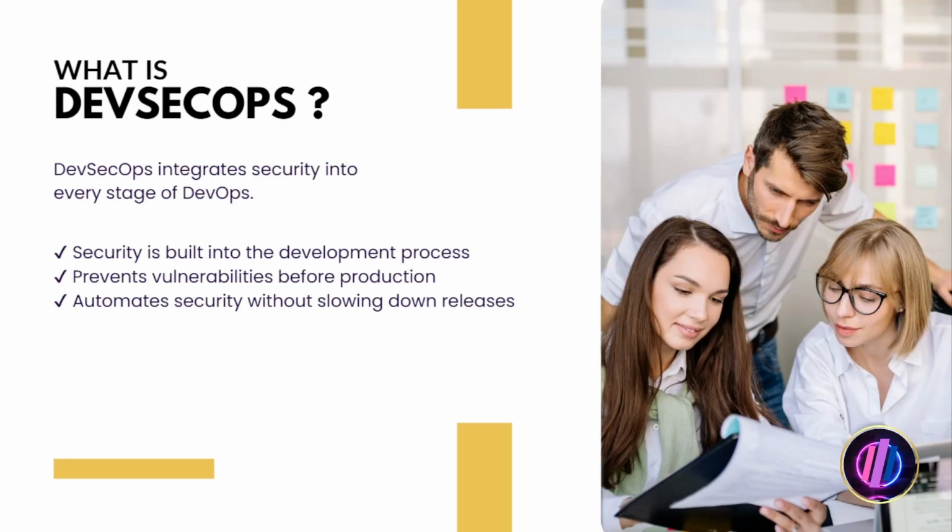DevSecOps stands for Development, Security and Operations. It is a practice that integrates security into the DevOps process from the very beginning instead of adding it later as a separate step. The key benefits of DevSecOps are: security vulnerabilities are detected early in development, it reduces the risk of security breaches in the production environment, and it automates the security checks without slowing down software release. In simple terms, we can say DevSecOps makes security part of the software development process to ensure fast and secure application delivery.